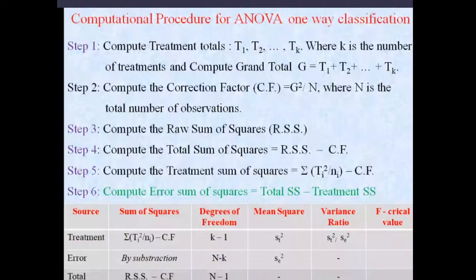Then calculate the error sum of squares. Error sum of squares is total sum of squares minus treatment sum of squares, which is called the error sum of squares value. So RSS, whatever the values that you have evaluated, you express in a tabular form like this.